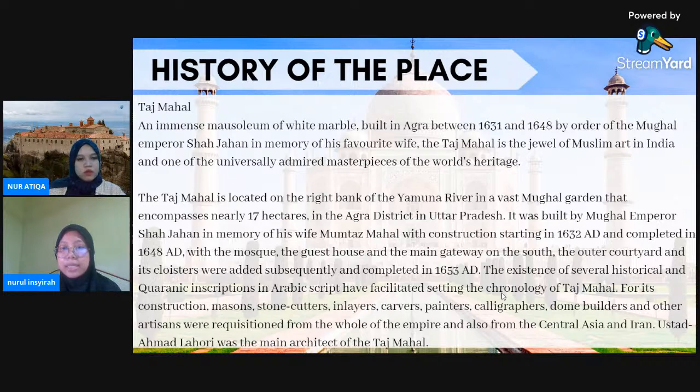The existence of several historical and Quranic inscriptions in Arabic script have facilitated setting the chronology of Taj Mahal. For its construction, masons, stone cutters, inlayers, carvers, painters, calligraphers, stone builders, and other artisans were requisitioned from the whole of the empire and also from Central Asia and Iran. Ustad Ahmad Lahori was the main architect of the Taj Mahal.